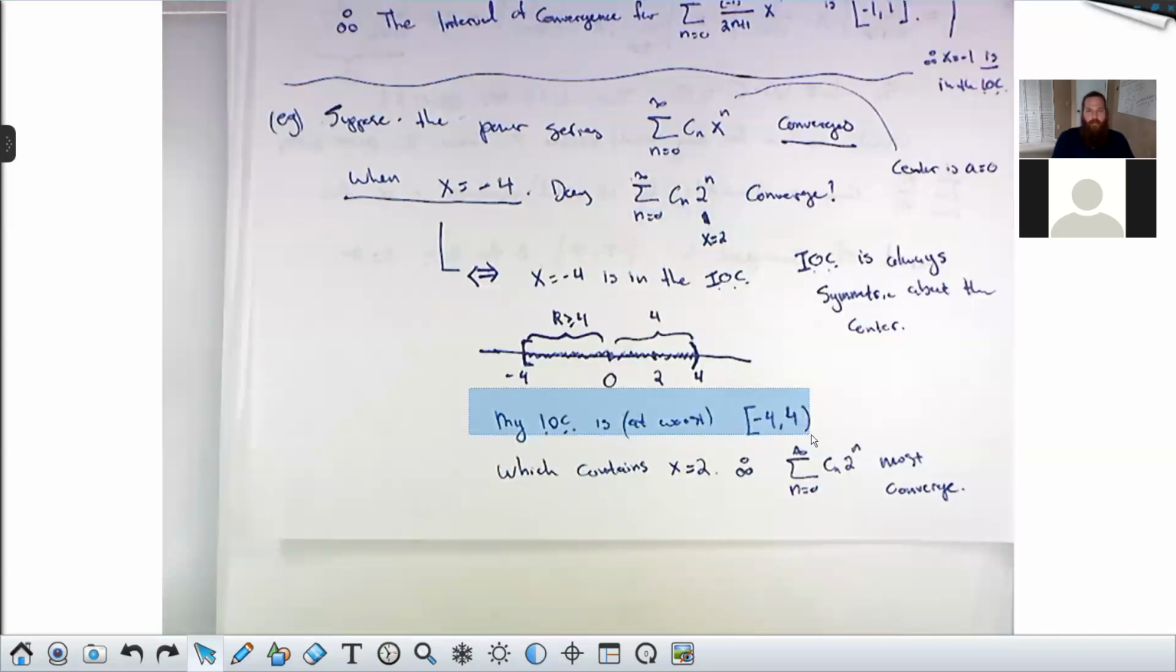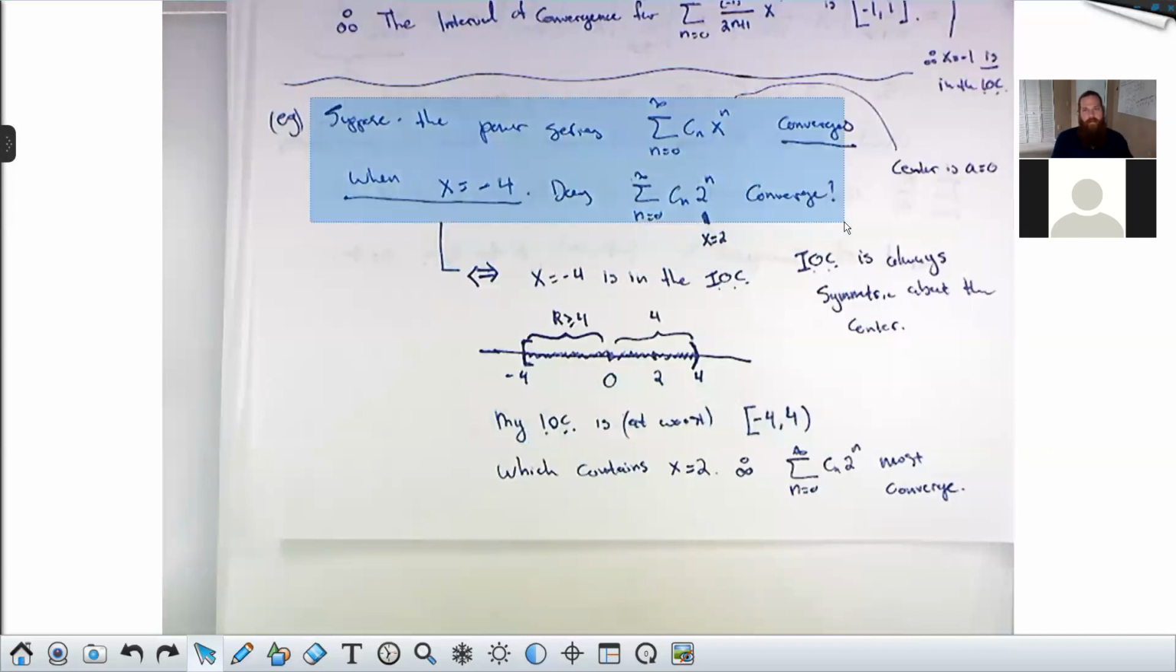So my worst case IOC, that's the way to think about these problems. Given the information they tell you, what is the worst case IOC? What is the smallest possible interval of convergence given this information? Since my series is centered at 0 and is known to converge when x is -4, my worst case IOC is this. I know that the radius has to be at least 4. The smallest possible interval of convergence centered at 0 with radius 4 is this guy.